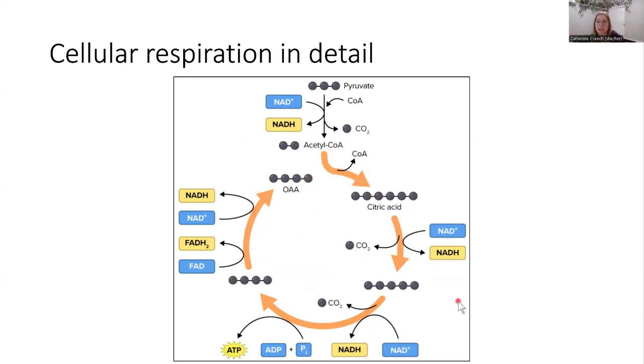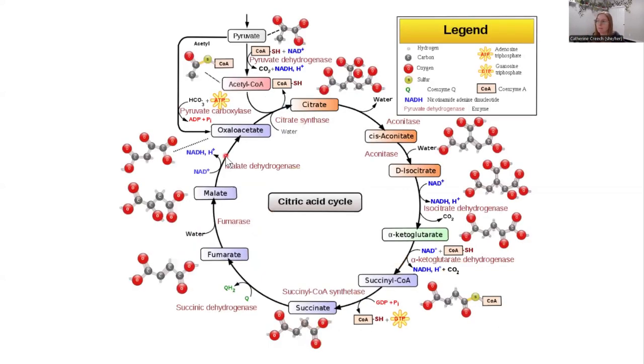What are we left with? It looks like everything's gone. We're left with these high energy electrons in their carriers, and we're going to use those in the last step, which is the electron transport chain. Before we get there, I want to show you the beautiful process of citric acid cycle in a little more detail. I don't expect you to know the names of the intermediaries, but they are super cool, and so let's walk through it. Here's pyruvate.